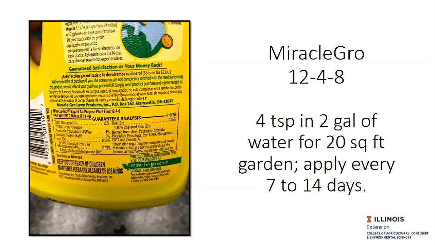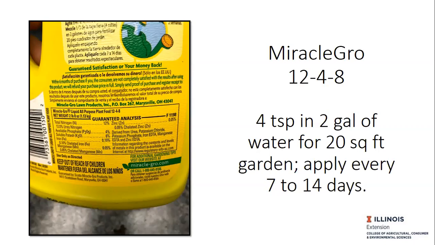Know that the Miracle-Gro that I have here may not be what your Miracle-Gro is. This is one that is already in a liquid formula. For this one, I need to do 4 teaspoons in 2 gallons of water for a 20 square foot area of a garden. And the kicker here is that I need to apply this every 7 to 14 days. Compared to say Osmocote that was going to be applied once every 6 months, Miracle-Gro is suggesting I apply this every 7 to 14 days.